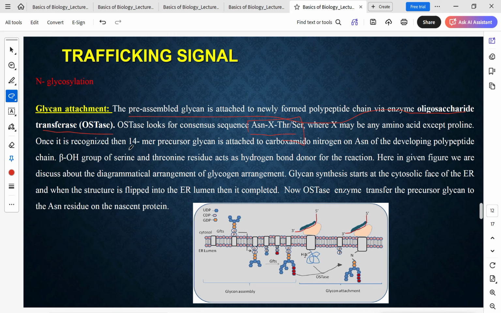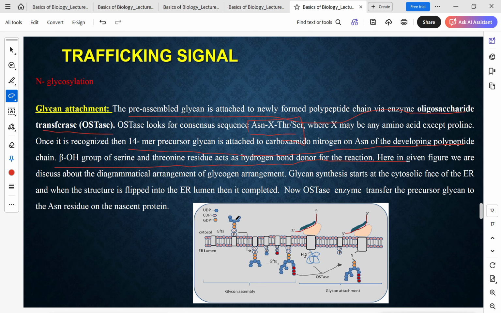Once it is recognized, a 14-mer precursor glycan is attached to the asparagine moiety, and then the beta OH group of the serine or threonine residue acts as the hydrogen bond donor for the reaction. So this is how it happens.